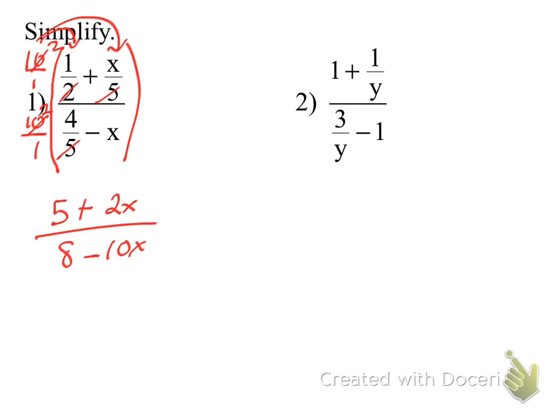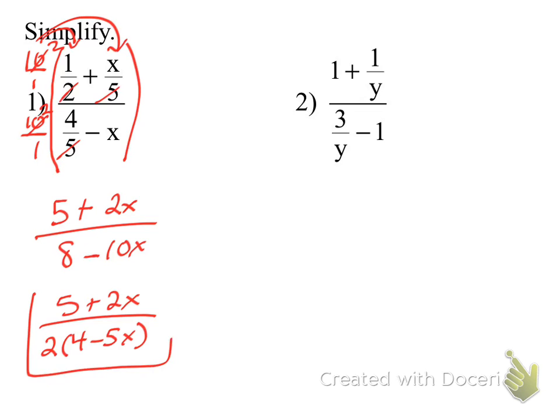I can factor that, 5 plus 2x, over 2 times 4 minus 5x. But it doesn't help me to simplify it. So either of these would be okay. The bottom one is factored. I prefer it that way. I wouldn't mark the second one wrong. Okay, I'd like you to pause the recording and try the next one on your own.